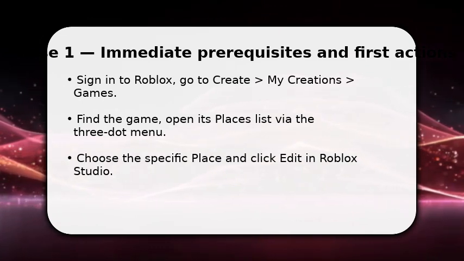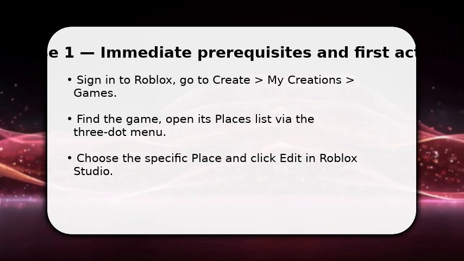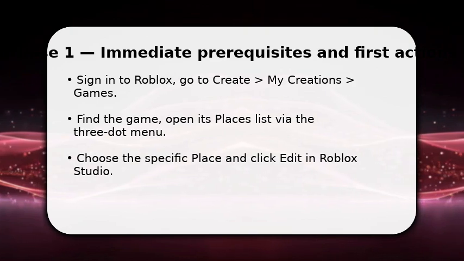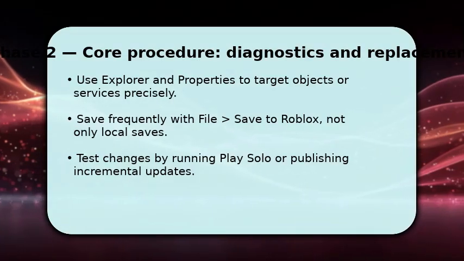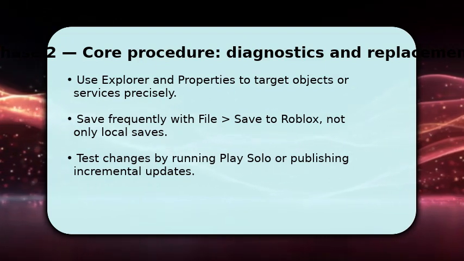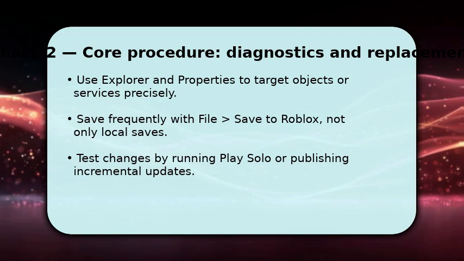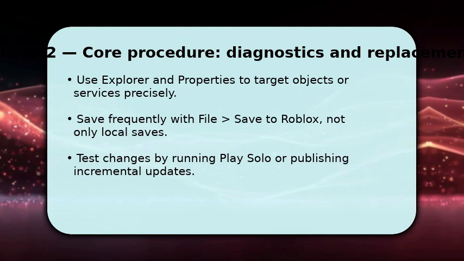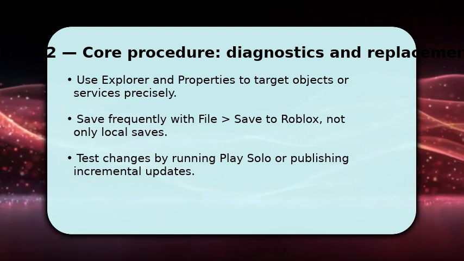Doing this ensures you edit the right file rather than a copy, so changes save back to the place ID you intend to modify. Once Studio opens the place, focus your edits by using Explorer and Properties to select objects, scripts, and services. Make code and layout changes in small, verifiable steps. This reduces risk when hitting Save.